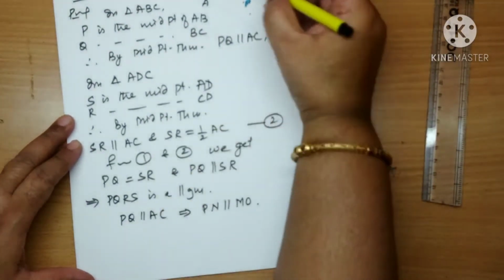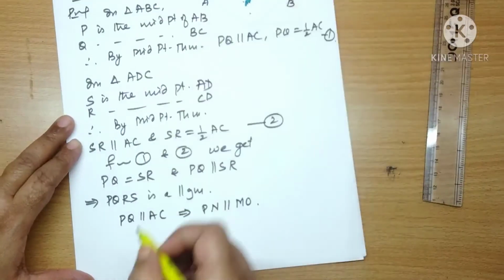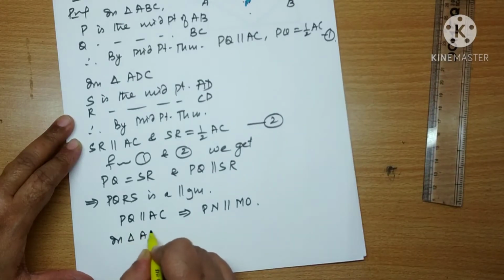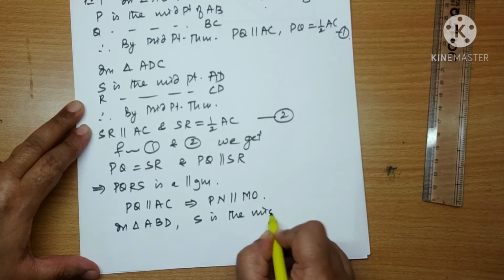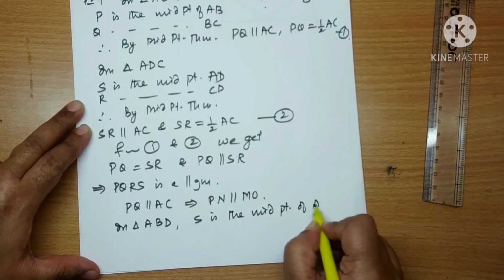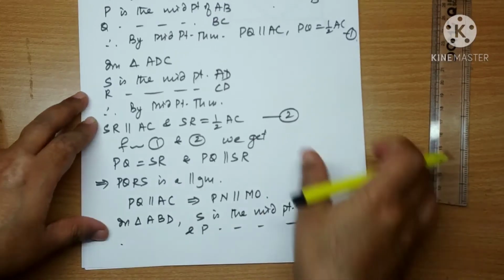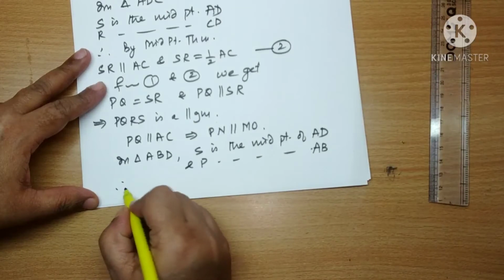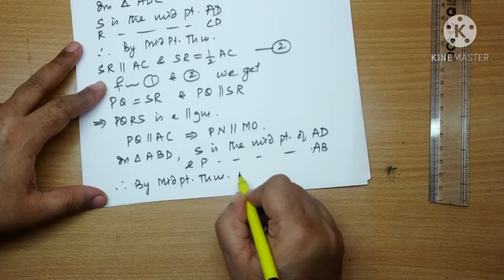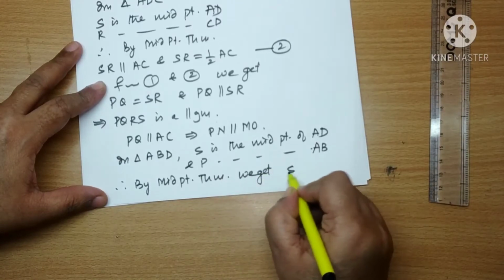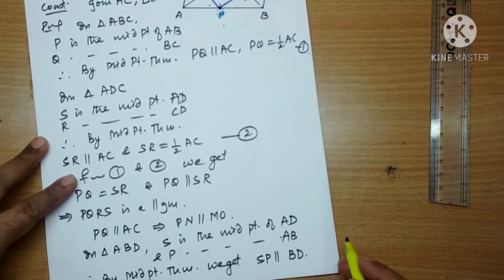Next, now I need to prove these parallel. For this, I need to prove SP parallel to BD. In triangle ABD, S is the midpoint of AD and P is the midpoint of AB. Therefore, by the midpoint theorem, we get SP is parallel to BD.